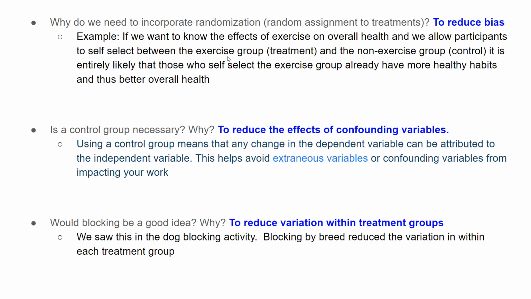It's possible that maybe it's the diet of the exercise group, or maybe it's the fact that they regularly see the dentist, or maybe it's what they do for a profession that helps them with their overall health and not the exercise itself. So when we do an experiment, we really need to separate our treatments and include a control group just so that we can reduce the effects of confounding variables. We don't want those other things getting in the way. We want to know for sure that exercise is what leads to better overall health.